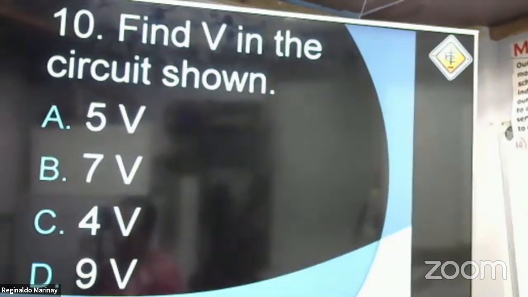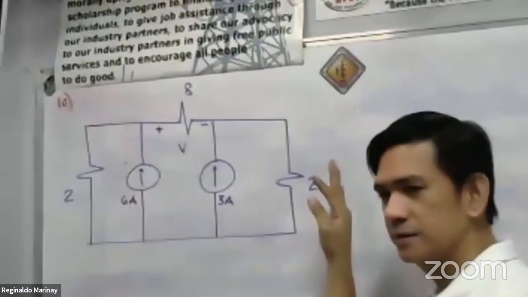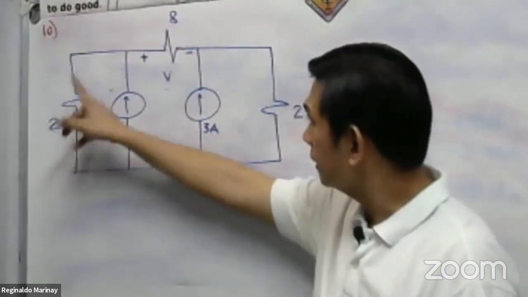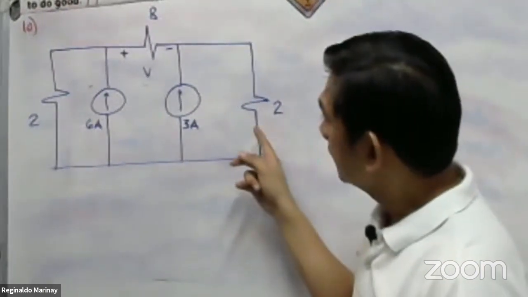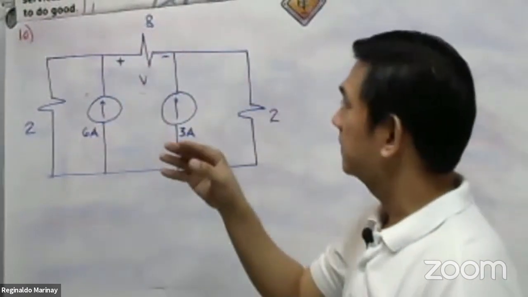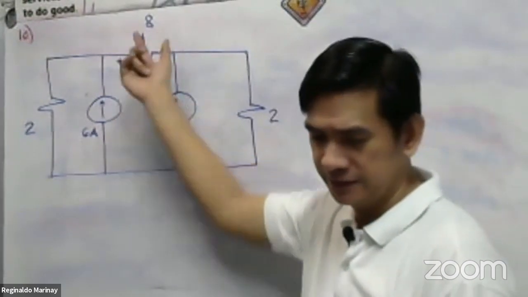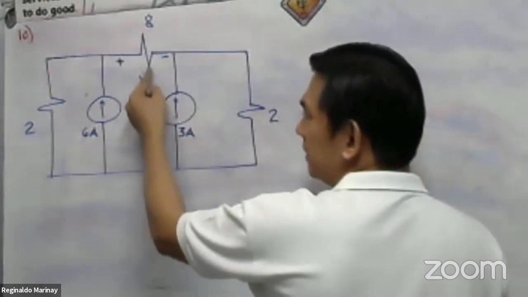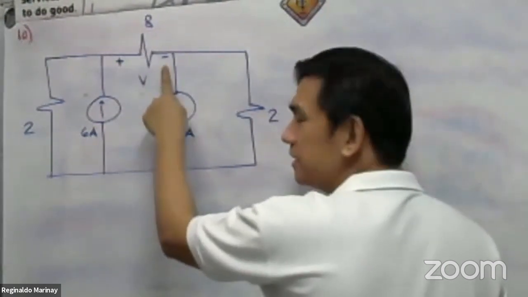So let's go over our circuit here. This is the circuit. We have here a 2 ohm resistor, an 8 ohm, and a 2 ohm resistor here. We are asked to find the voltage drop. The V is actually the voltage drop across the 8 ohm resistance. Please take note that this is actually a voltmeter. This is the positive of the voltmeter, and this is the negative of the voltmeter.